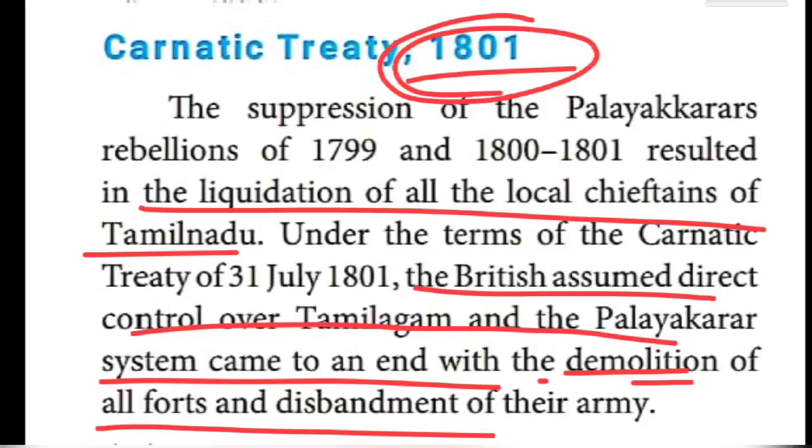This rebellion of the Marudu brothers is otherwise called the South Indian rebellion. Which year was it? The Carnatic Treaty was signed in 1801. Under its terms, the British got the right to rule over Tamilagam, and they totally destroyed the army of the Palayakaras as well as the Palayakarar system. These are the things given under this question.